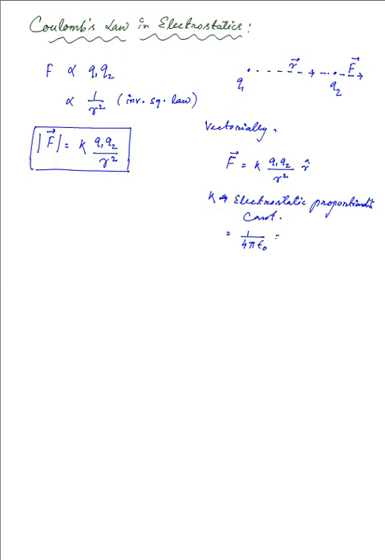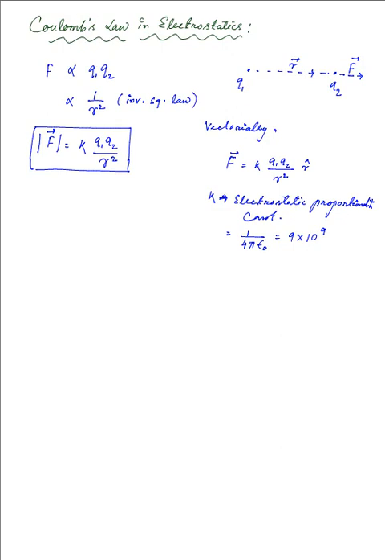But this also has a value associated with it. We'll see how that value came up. So this is 9 times 10 raised to the power 9. It's actually nearly 8.99, but still we can round it off to 9 times 10 to the power 9. Well, what about the unit?